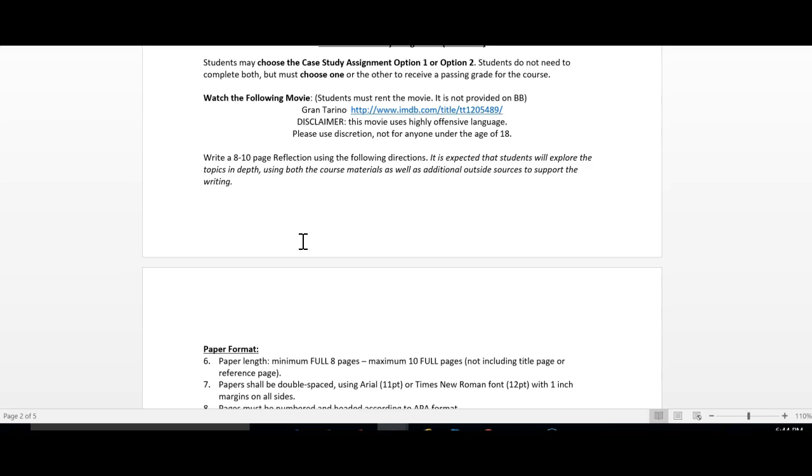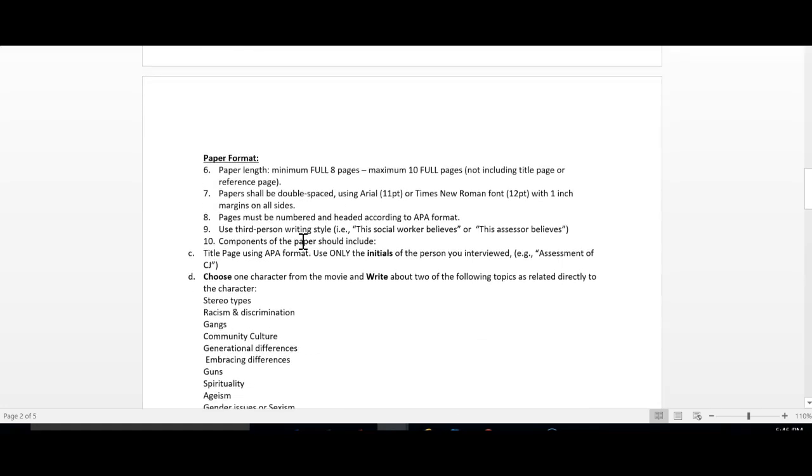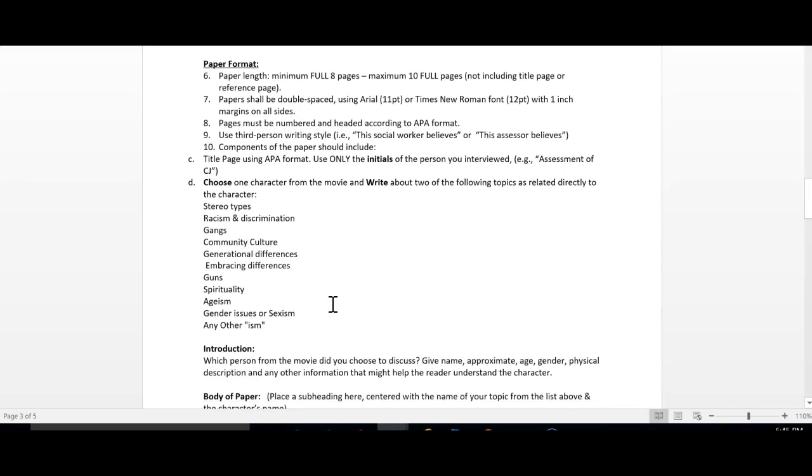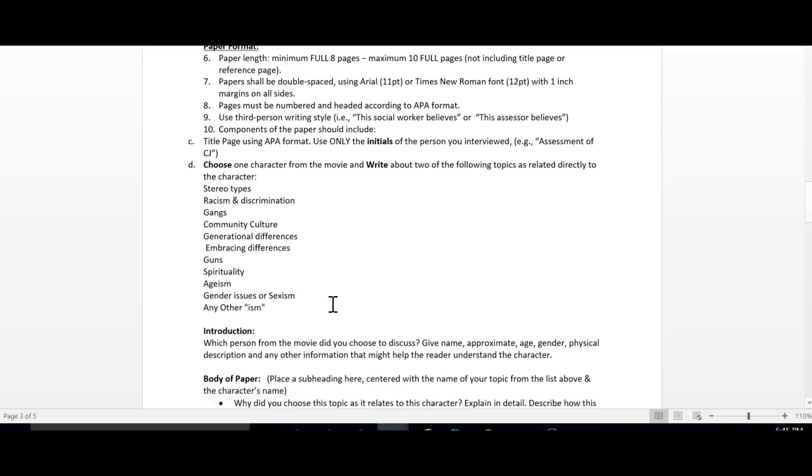your paper. So, you might want to talk about, okay, here's the person. Let's go through this and I'll tell you how. So here's again the same format as the other, same number of pages and everything. You'll choose one character and you're going to write about 2 of the topics. Stereotypes, see this listing here, okay? So you'll pick 2 of those. You can pick more if you want. The movie is just full of issues surrounding racism and stereotypes and discrimination and all of this.